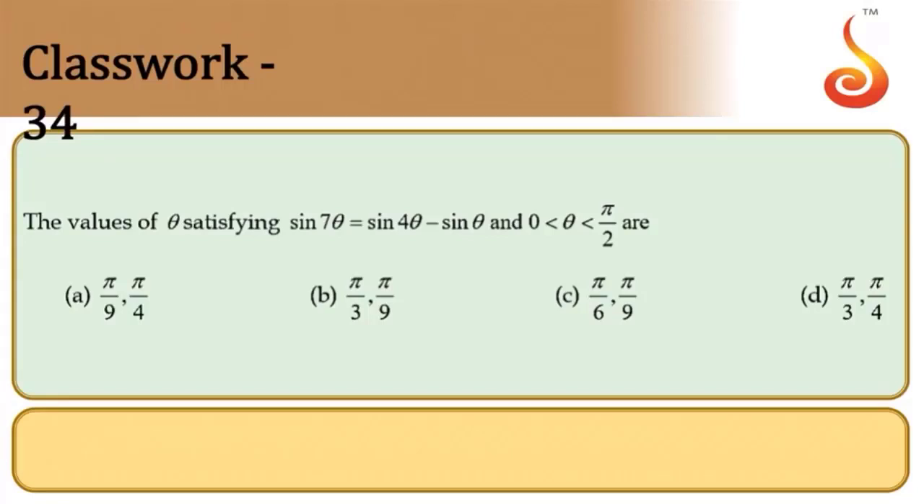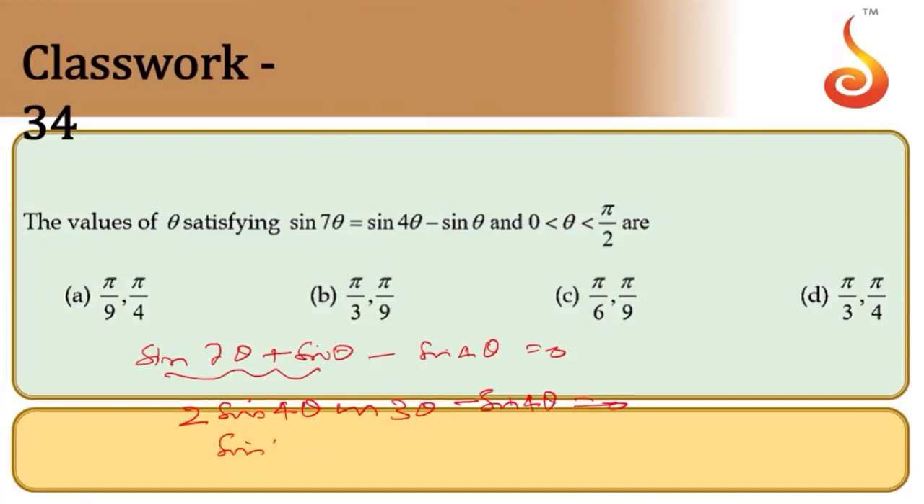We can also do it in the same way, but sometimes it'll be easy when you go for simplifying the solution. Sine 7 theta plus sine theta minus sine 4 theta is equal to 0. Why not apply the transformation over here? That will be sine C plus sine D, which gives 2 sine of (C plus D) by 2 multiplied by cos of (C minus D) by 2. So minus sine 4 theta equals 0. So you'll be getting sine 4 theta multiplied by (2 cos 3 theta minus 1) equals 0. So the solution gives us cos 3 theta equals 1 by 2.